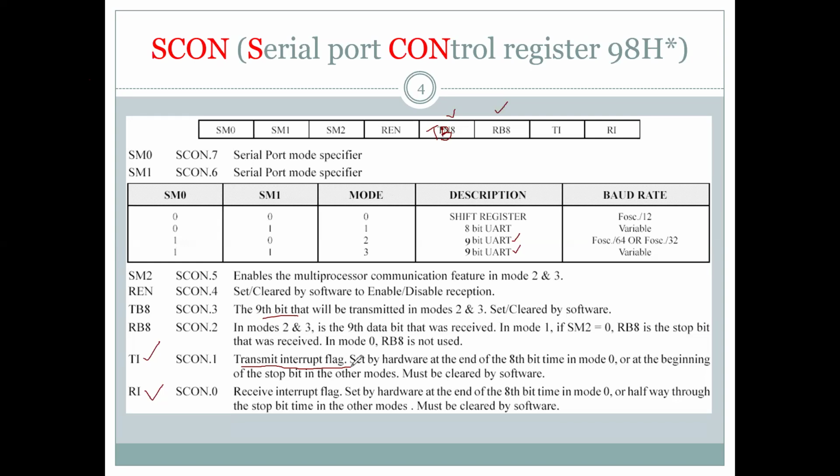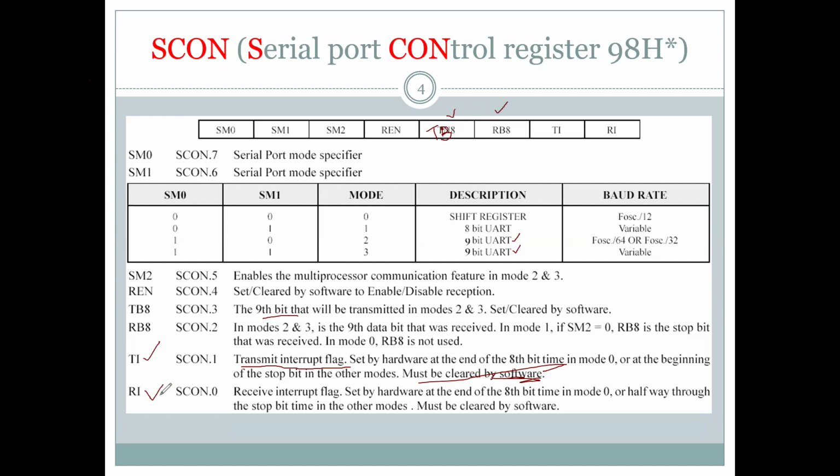This is very important. It must be cleared by the software. CPU, in the sense, you need to write a software instruction for clearing the flag. Otherwise, the transmitter will not proceed with the transmission of the next character. Why this? We'll see in a bit. Remember this question: why does the user or the CPU have to clear the flag?